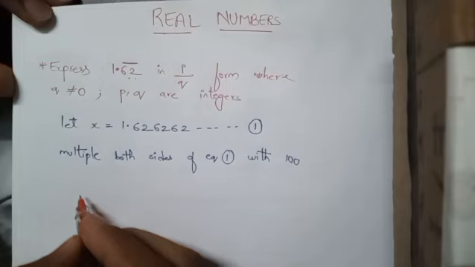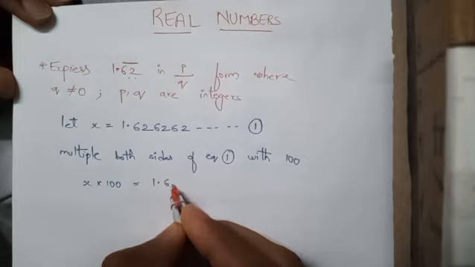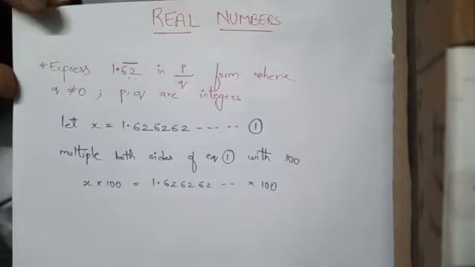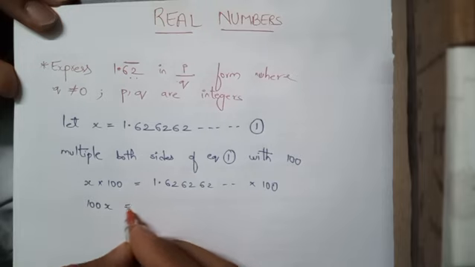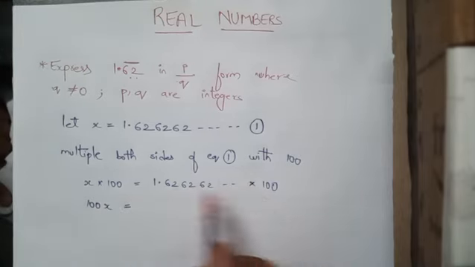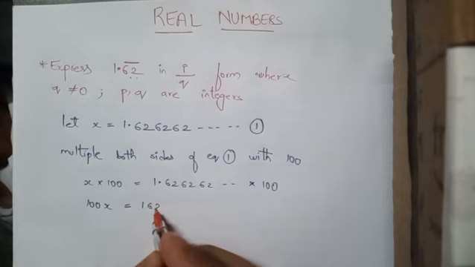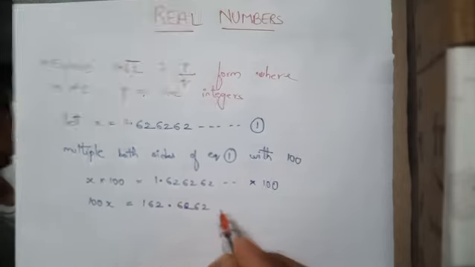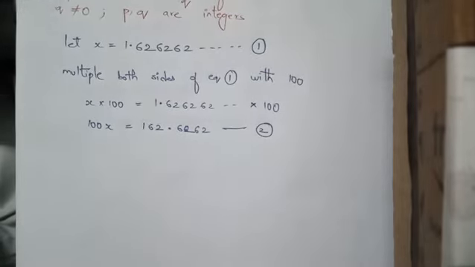Now let's multiply. x multiplied by 100 is equal to 1.626262 and so on multiplied by 100. Both sides are multiplied by 100. Now x into 100 is 100x. Whenever we multiply a decimal number by a power of ten, the point moves forward, here by two places, 1 and 2, giving 162.6262 and so on. So this is equation number 2. I think you are able to understand.